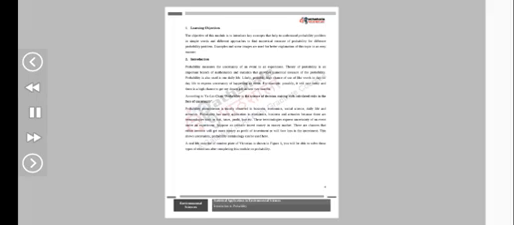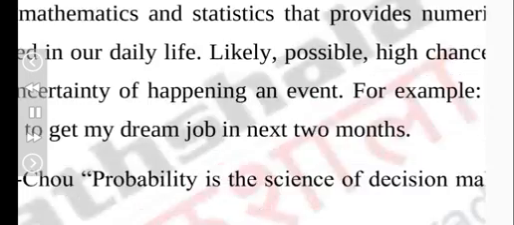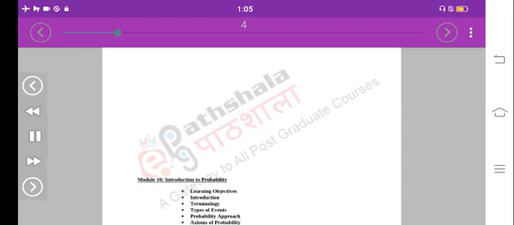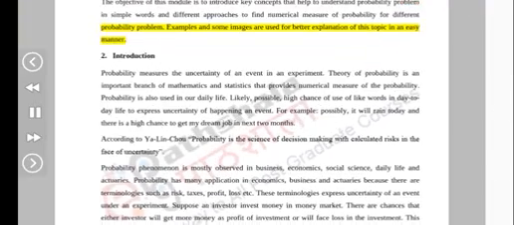Learning objectives. The objective of this module is to introduce key concepts that help to understand probability problems in simple words, and different approaches to find a numerical measure of probability for different probability problems. Examples and some images are used for better explanation of this topic in an easy manner.